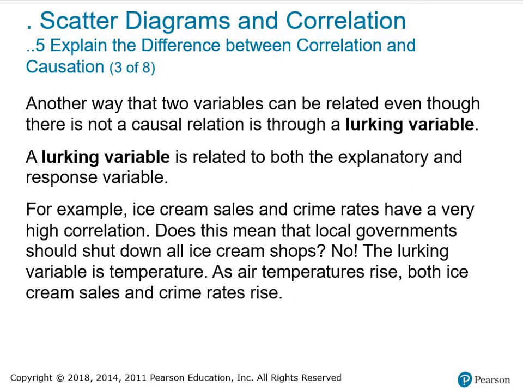Another way that two variables can be related even though there is not a causal relation is through a lurking variable. A lurking variable is related to both explanatory variable and a response variable. Here's an example. Ice cream sales and crime rates have a very high correlation. Does this mean that the local governments should shut down all ice cream shops? Of course not. The lurking variable is the temperature. As air temperature rises, both ice cream sales and crime rates rise.